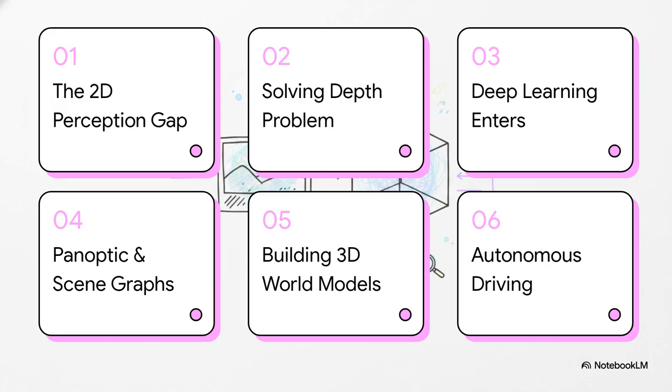So here's our roadmap for this explainer. We'll start by unpacking the 2D perception gap, see how we historically solved the depth problem, look at how deep learning completely changes the game, explore panoptic segmentation and scene graphs, dive into building 3D world models, and finally, connect it all to autonomous driving and beyond.